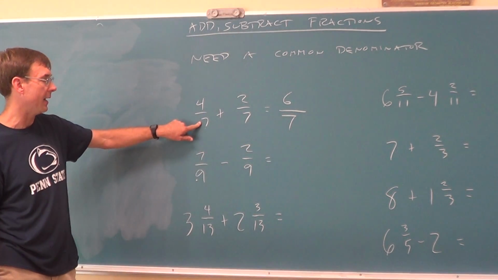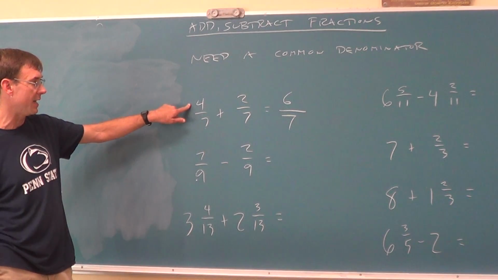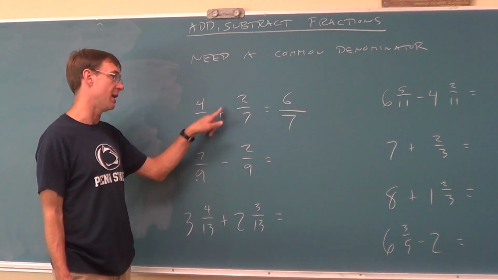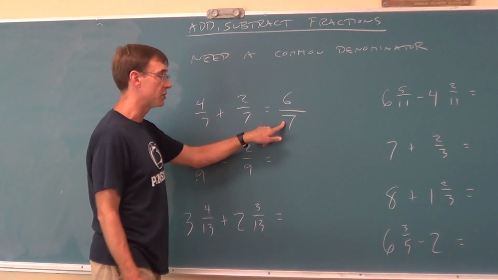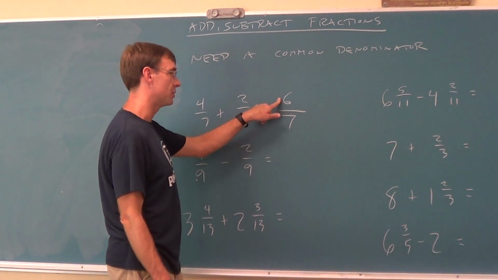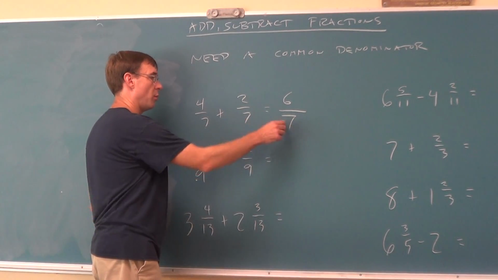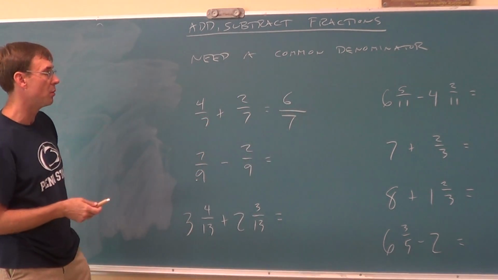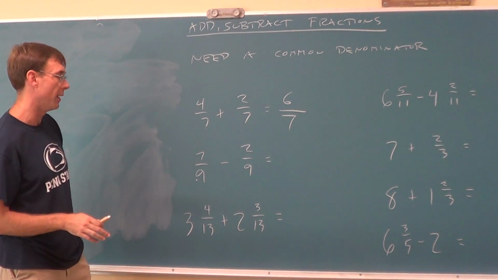This would mean we had a cake and cut it into 7 pieces, and I gave you 4. And now there's still the same cake with 7 pieces, and I gave you 2 more pieces. Well, there's still only been 7 pieces of cake, it's just you got 6 of them. We always leave the bottom alone, and the tops get added or subtracted. Add or subtract the numerators, don't change the common denominator.